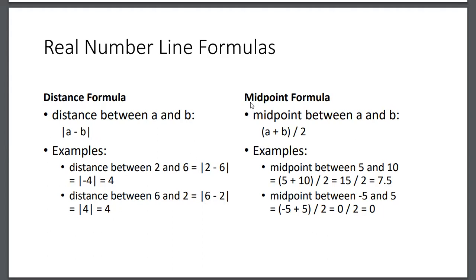The midpoint formula, to find the midpoint equal distance between two other real number points: you add them, a plus b, and divide by 2. Example, a midpoint between 5 and 10: 5 plus 10 divided by 2 is 15 divided by 2, 7.5. And the midpoint between -5 and +5: -5 plus 5 divided by 2 is 0 divided by 2. 0 divided by anything is 0.